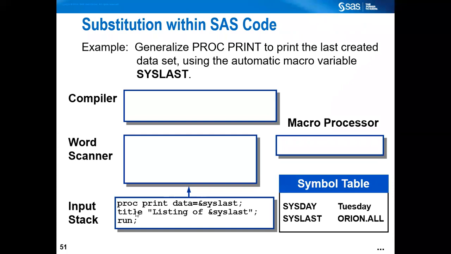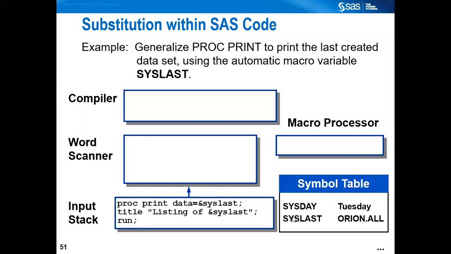Okay. So what's your program? Proc print data is equal to &syslast, title listing of &syslast, run. Okay. So what is syslast? You know, it is the current executed or last dataset created. Okay. Fine. So currently it's telling orion.all.